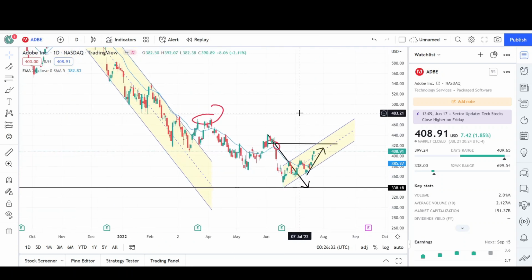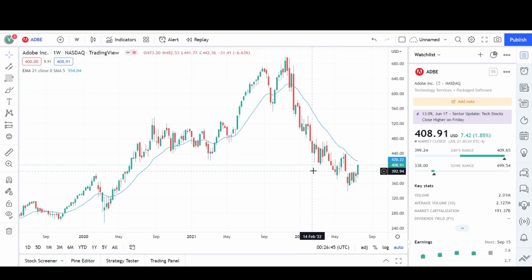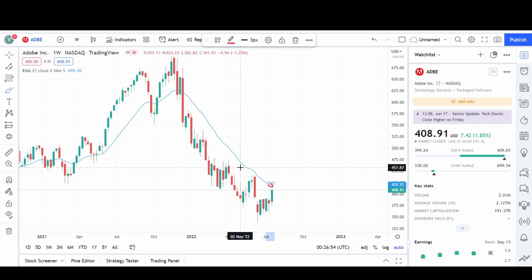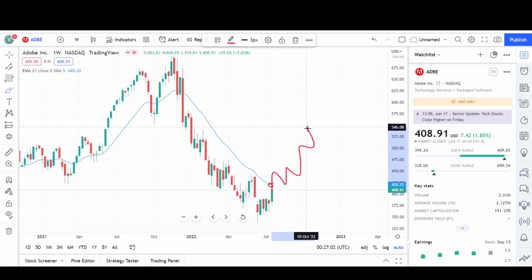So let's go and wrap this up on the weekly chart. Here we have the weekly chart for Adobe. It looks like we're pulling back to the EMA, which we have been under pretty much the entire year this year. Looks like we're gonna pull back to it. If we break it and find some type of support and we start continuing higher, then that's a very good sign. We're probably not going to go back down to the lows.